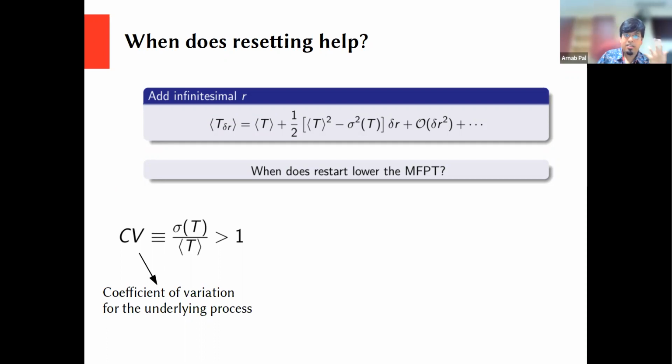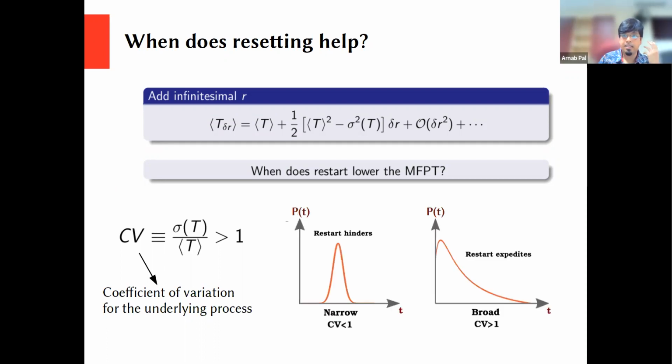So what does CV greater than one actually mean, right? If you think about the first example, a ball, a Newtonian particle, moving towards the target almost deterministically, this is exactly a process where you have a very narrow CV, because there are hardly any fluctuations, because CV basically measures fluctuations, right? So you have a very narrow CV, and in these kinds of processes, restart will always hinder the search.